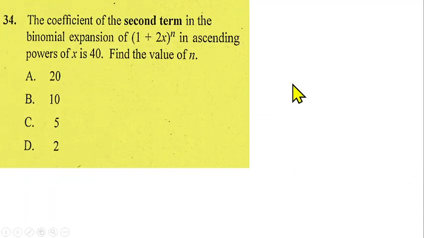Question number 34 is still from binomial expansion. We have to find the coefficient of the second term in the binomial expansion of 1 plus 2x raised to power n in ascending power of x, which is 40. Find the value of n. So all you need to do is to expand this to the second term.